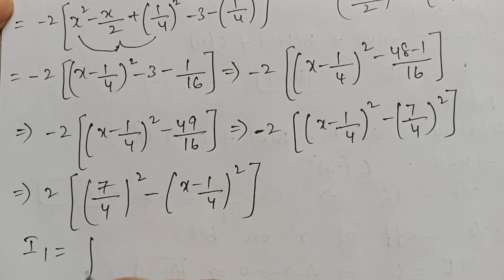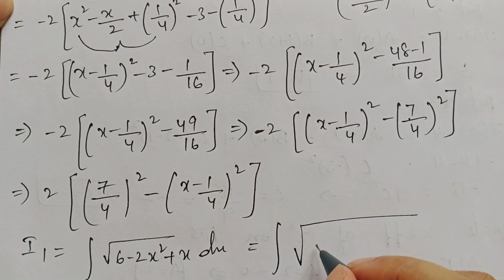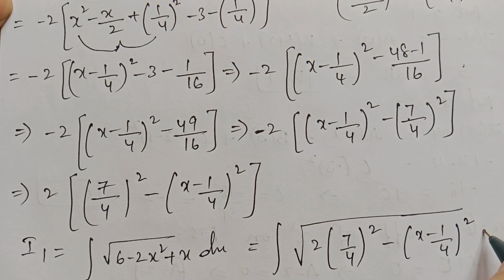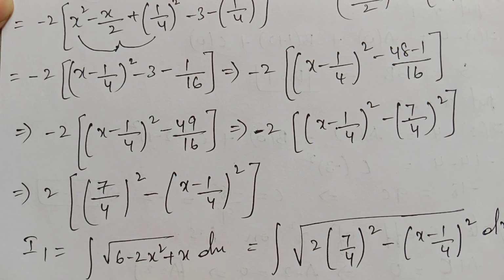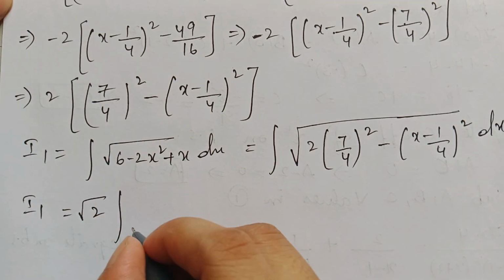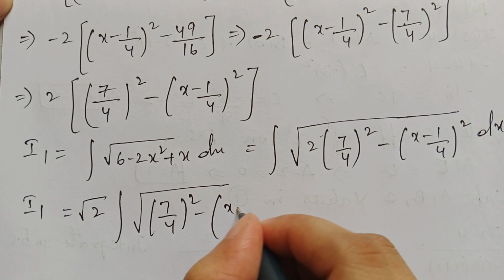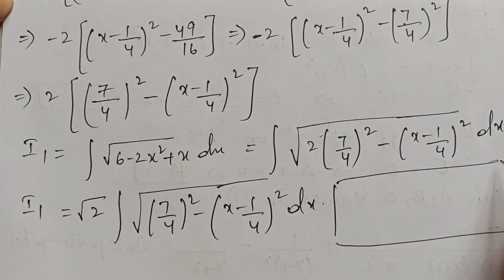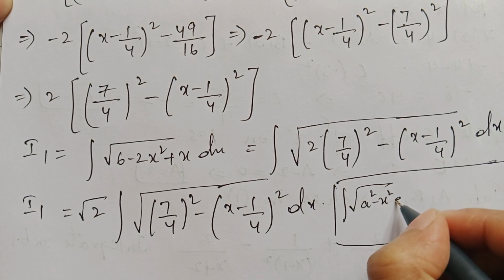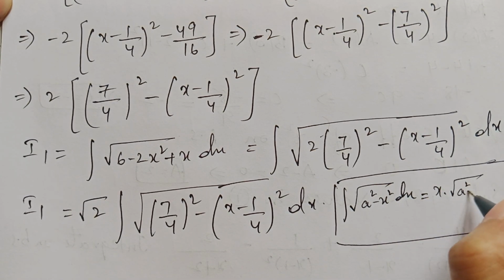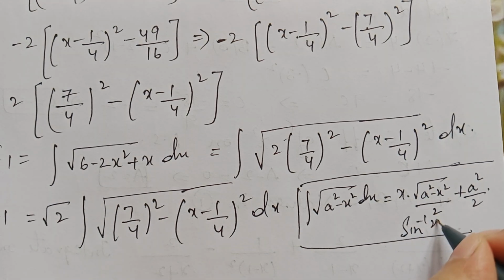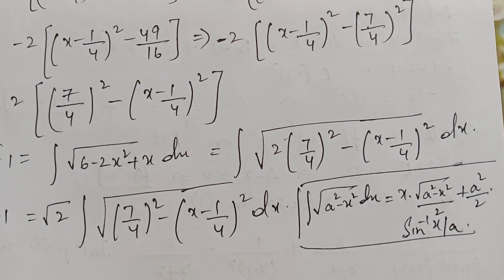So I1 value was integral of root of 6 minus 2x square plus x dx, which equals integral of root of 2 into 7 by 4 whole square minus x minus 1 by 4 whole square dx. Now this root 2 is a constant term, so I can write root 2 outside. So it is root 2 integral root of 7 by 4 whole square minus x minus 1 by 4 square dx. This term is in the formula form, which equals integral root of a square minus x square dx, which equals x into root of a square minus x square by 2 plus a square by 2 into sine inverse x by a. This is the formula. It is quite a lengthy sum.